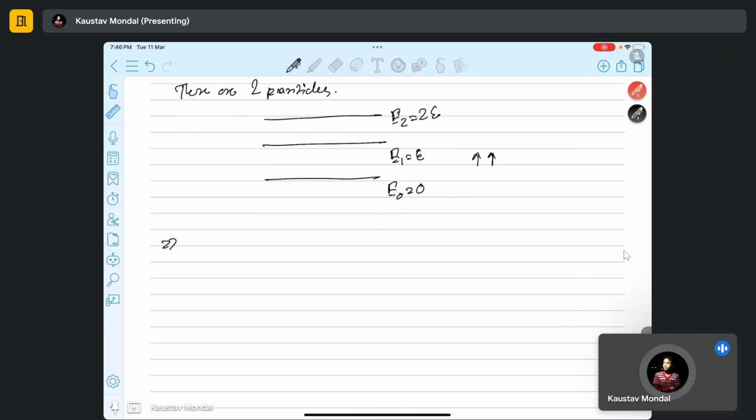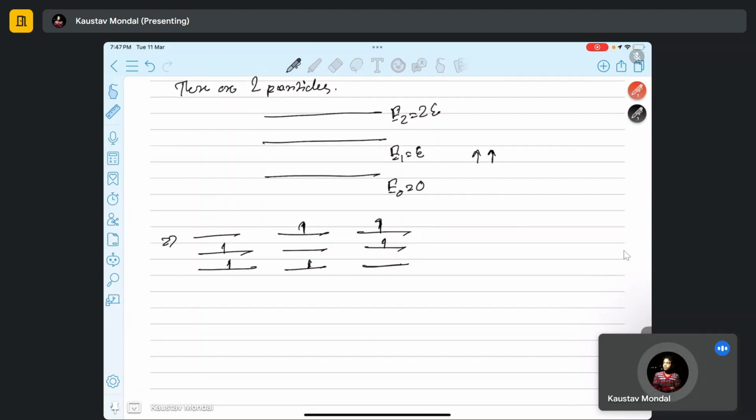So the configuration can be either this and this, this and this, or this and this. Let's suppose it's a bosonic system. Bosonic means that each state can accommodate more than one particle, so it doesn't have any exclusion principle. In a Fermi system we have an exclusion principle, right? Two particles with the same quantum number cannot occupy a single state. But here, let's consider it as a bosonic system.